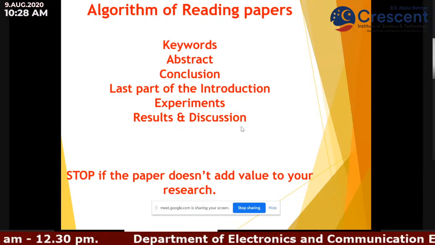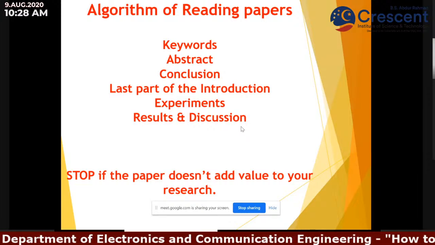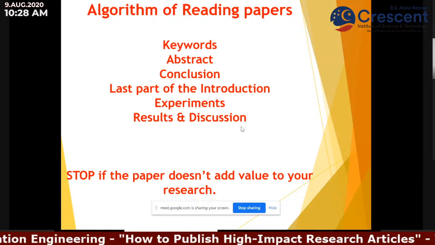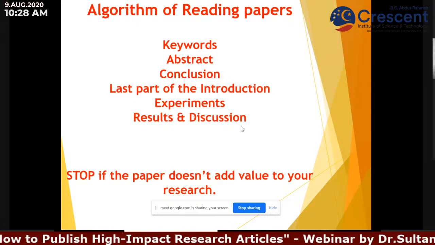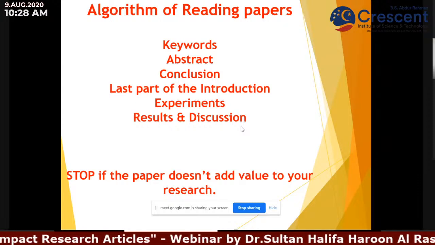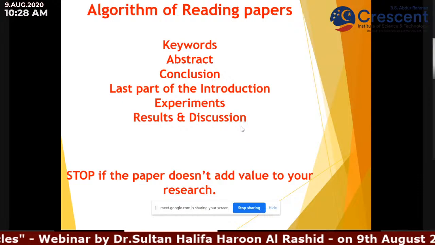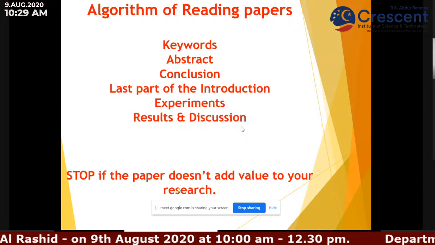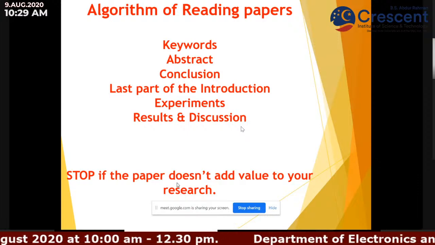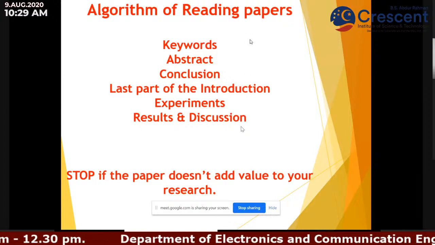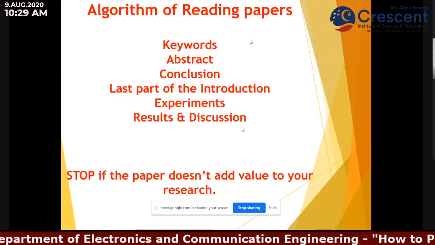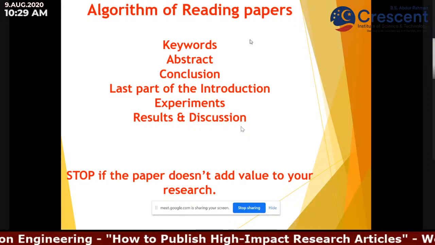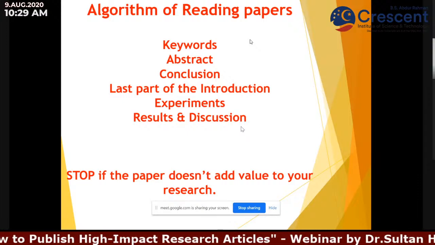Keywords. First check if the keywords of the paper you have found are relevant to you. If not, we still give the benefit of the doubt to that paper. You read the abstract. This is where the real no-no is. If that abstract has nothing to do with you, I think throw the paper out of your window. In case the paper makes some sense to your research, read the conclusion. Then read the last part of the introduction, where people say, this is what I'm trying to do. Then go check the experimental setup. See if those experiments would be relevant and could be useful for you.